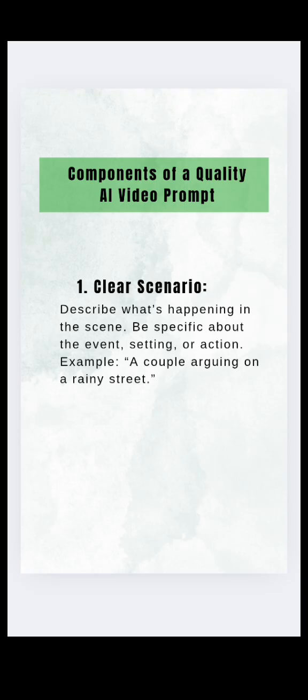So first on our list of components of a quality AI video prompt is clear scenario. You have to describe what is happening in the scene. Be specific about the event, settings, or actions. Example: a couple arguing on a rainy street. With this, the AI understands that they are arguing. Where? On the street. And what is happening on that street? It is currently raining.